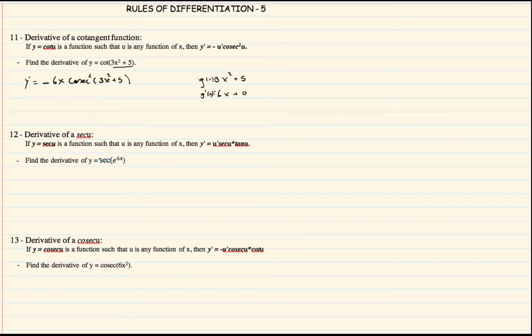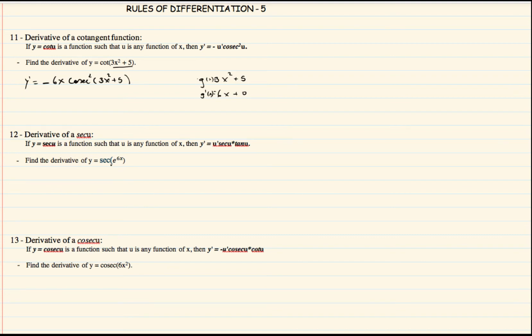Easy. The next is derivative of a sec. Again we have the argument, but now we differentiate the argument, we multiply by the secant of that argument and multiply again by the tangent of that argument. Look at this example. We have to find y.